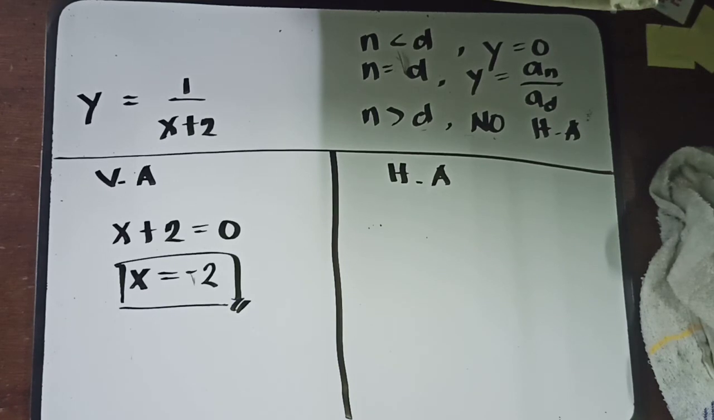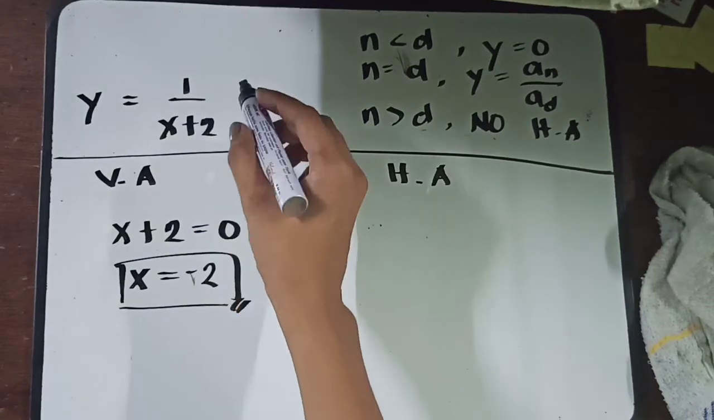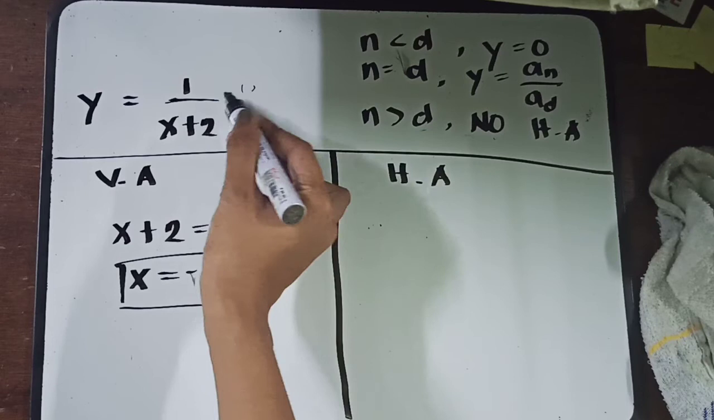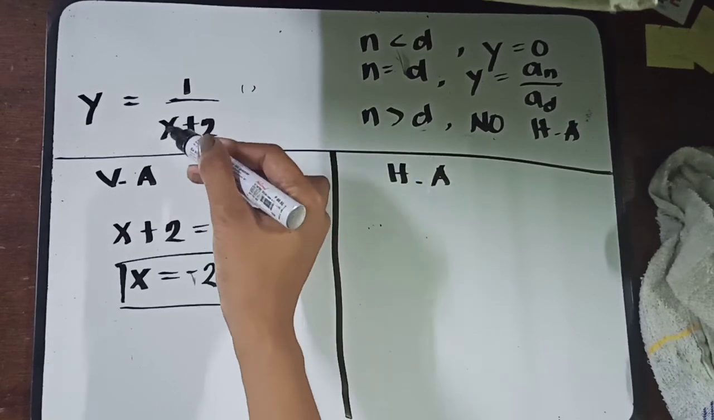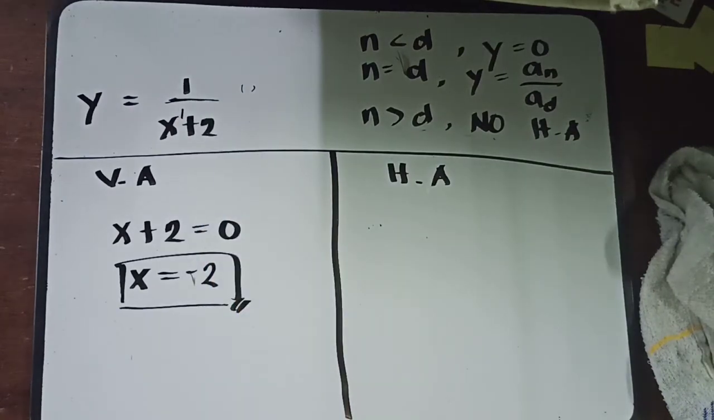Okay, so horizontal asymptote. So in horizontal asymptote, again, we need to consider these three conditions. So i-check mo yung degree. Degree ni numerator and degree ni denominator. So this is constant. Okay, so kapag constant, ibig sabihin 0 degree. Polynomial in 0 degree. So 0 yung degree ni numerator. And yung degree naman ni denominator, yung x ko may exponent na 1. So, ibig sabihin, nasa first degree siya.